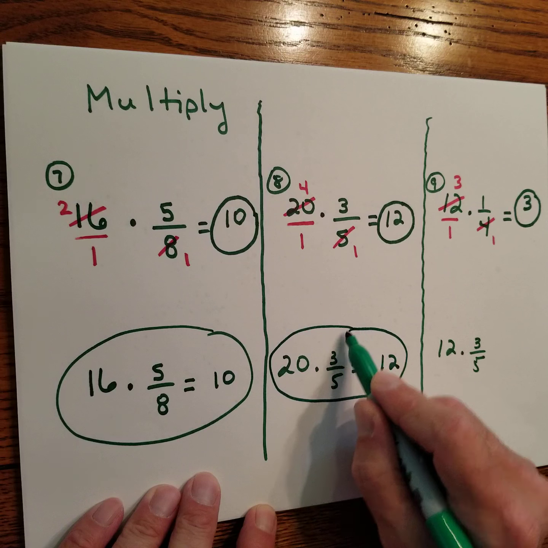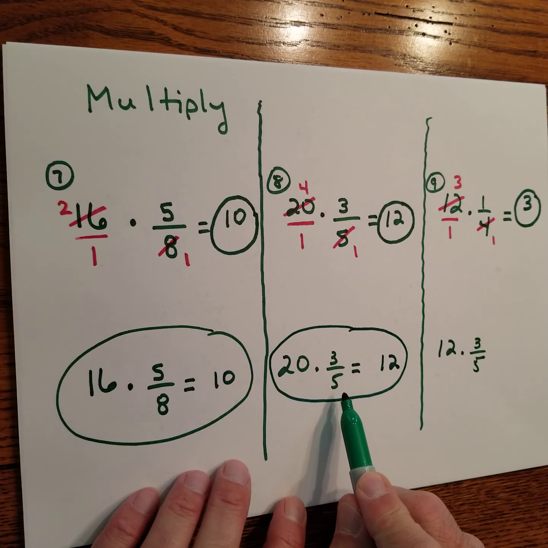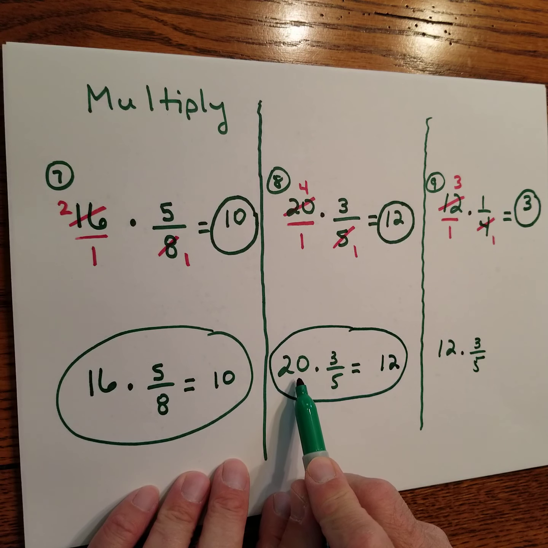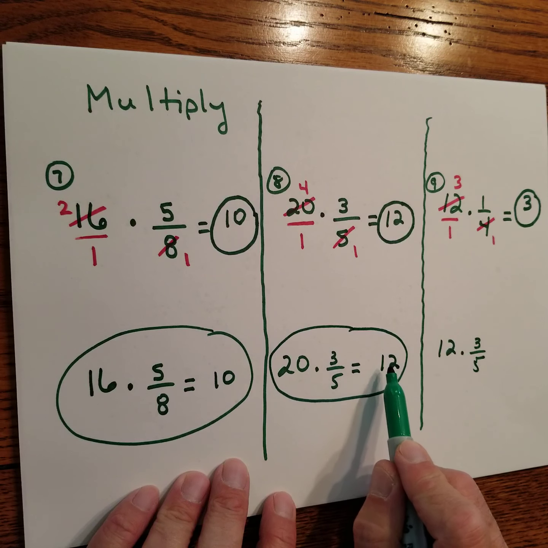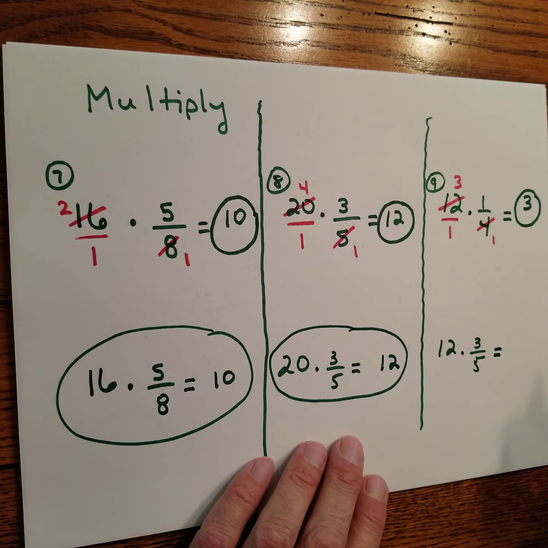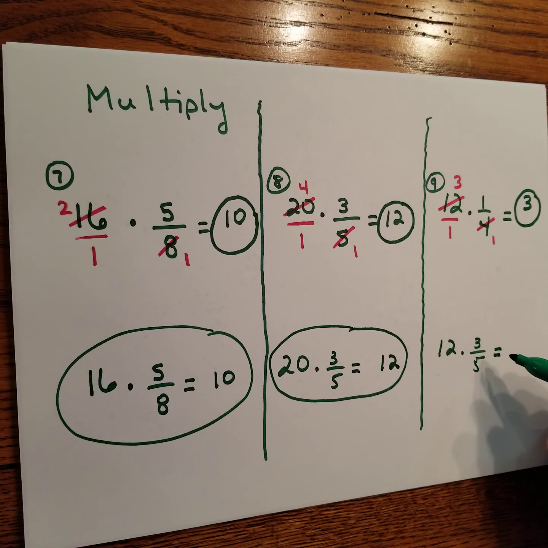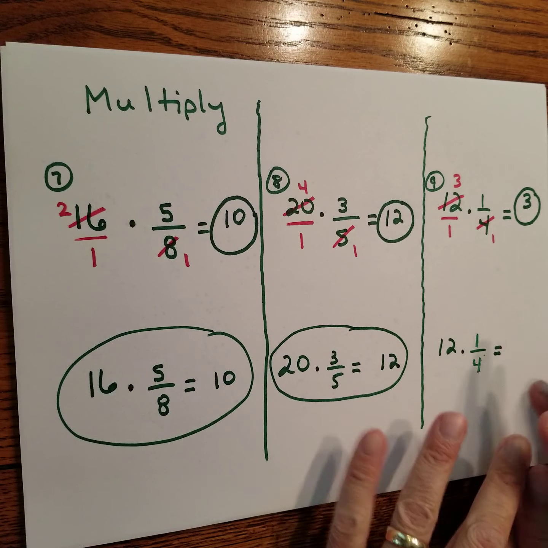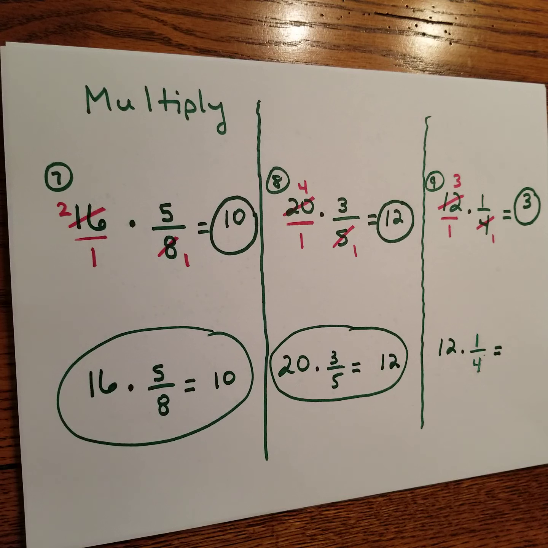Let's try the shortcut one more time. How many times does 5 go into 20? 4 times. 4 times 3 is 12. Oh my, I wrote this problem down wrong. Hey, look, just like magic, it's fixed.